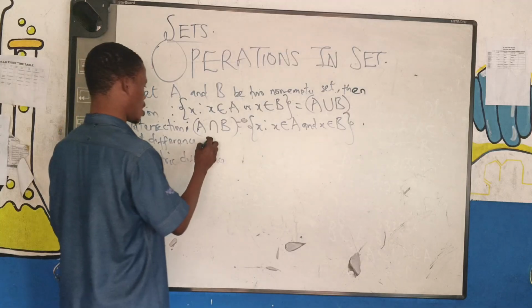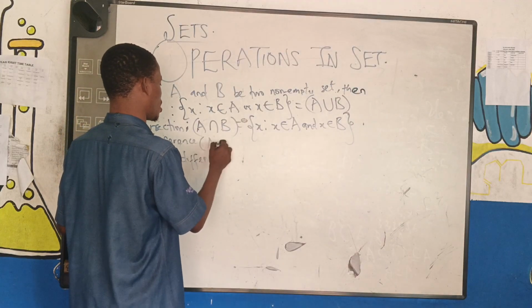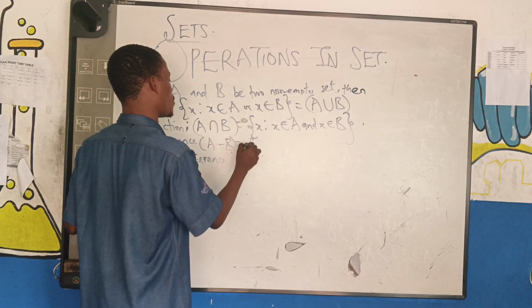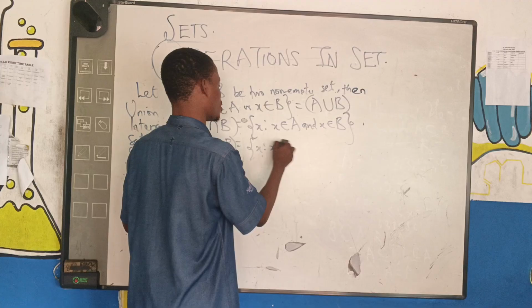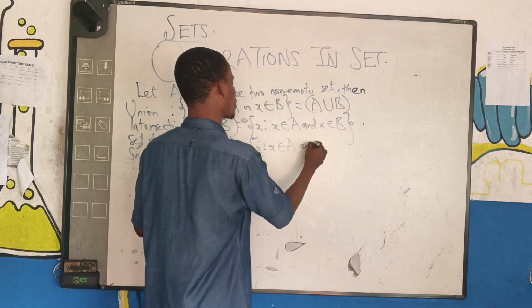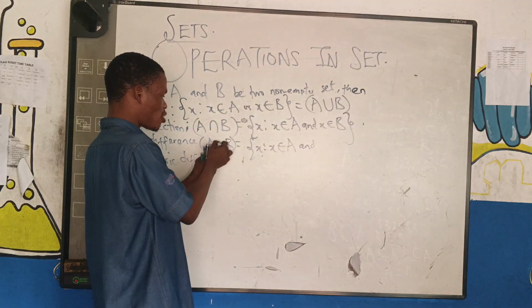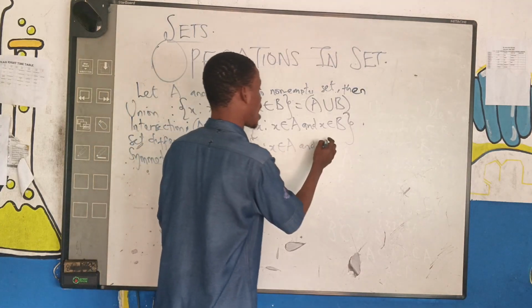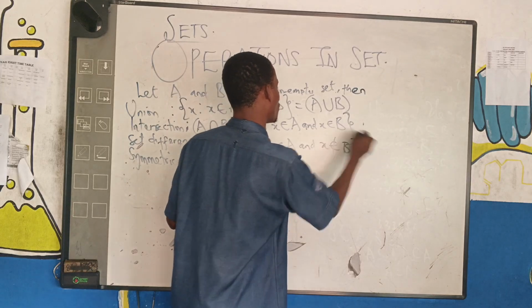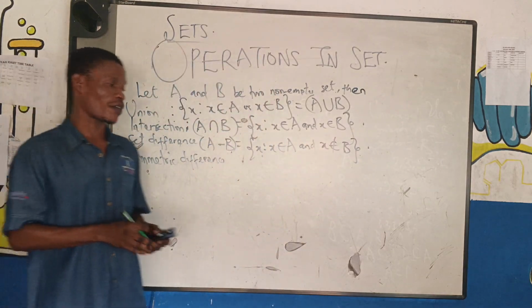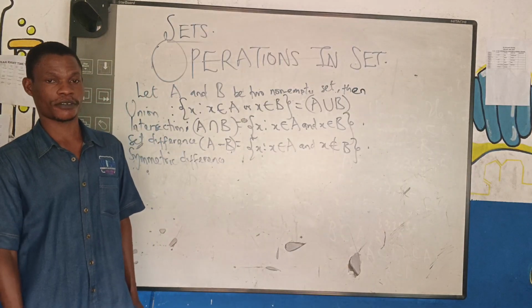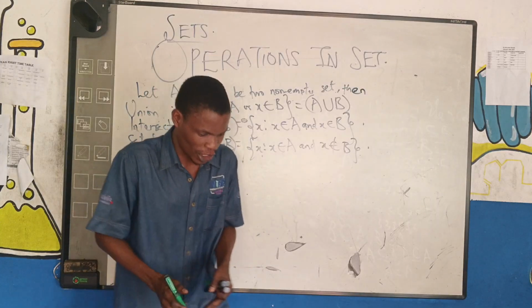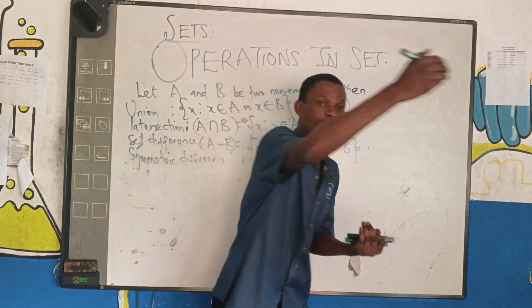How about set difference? Let's say set difference between A and B. Now, set difference is a set of all X so that X is in A, and because this is A minus B, minus means not in or not an element of. So X is an element of A and X is not an element of B. That's set difference. Set of elements so that X is an element of A, that is the elements in A that are not in B.